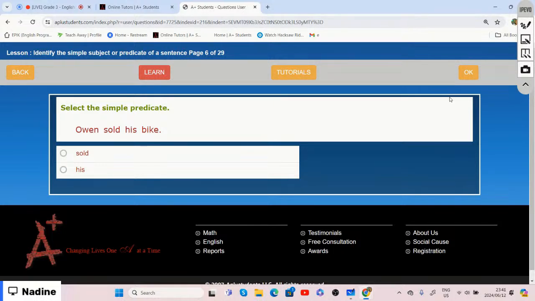Owen sold his bike. We need to identify the predicate also in the sentence. Owen sold his bike. We need to identify the verb, the action within that sentence. Is it sold or is it his? Because it says Owen sold his bike.